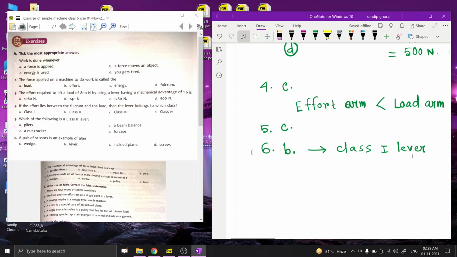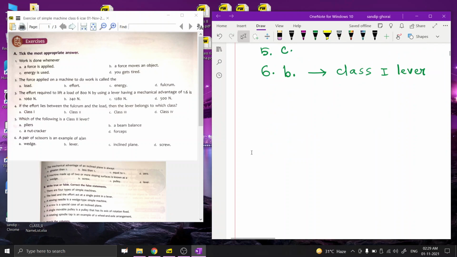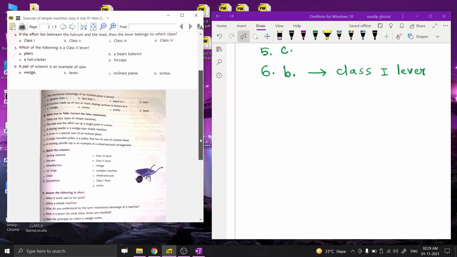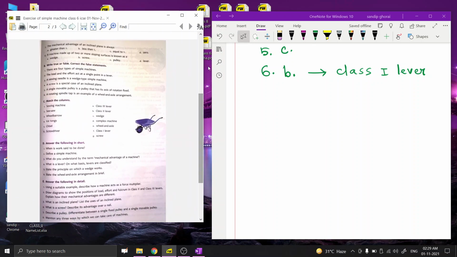Okay, now we move to our next question, question number 7. In this question, the mechanical advantage of an inclined plane is always: greater than 1, less than 1, equal to 1, or 0. Here we already know, in the class we discussed, the mechanical advantage of an inclined plane is always greater than 1. That means option number A.